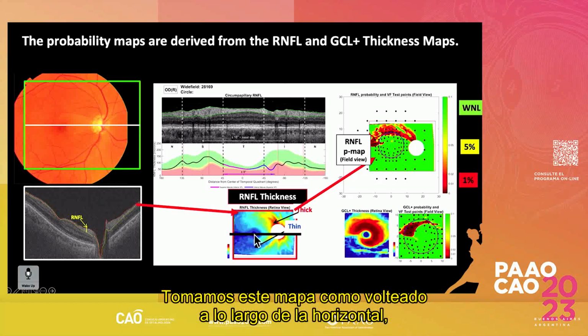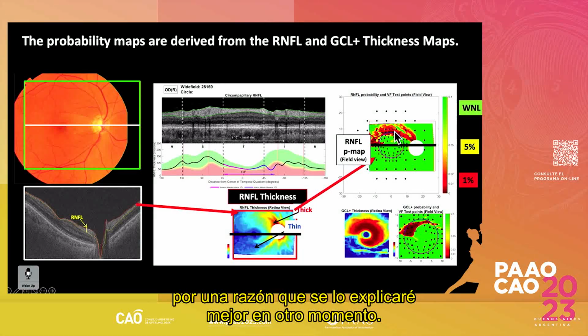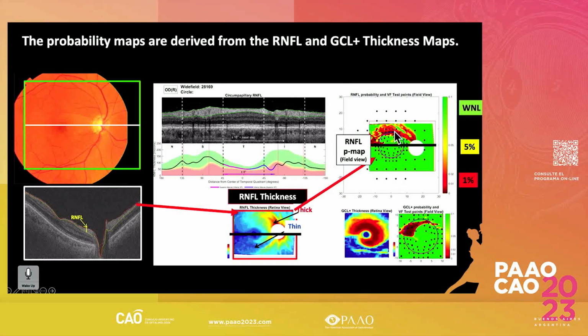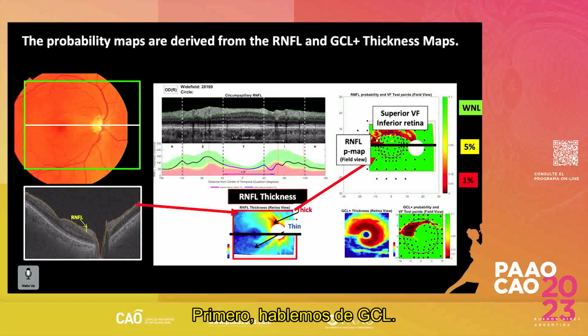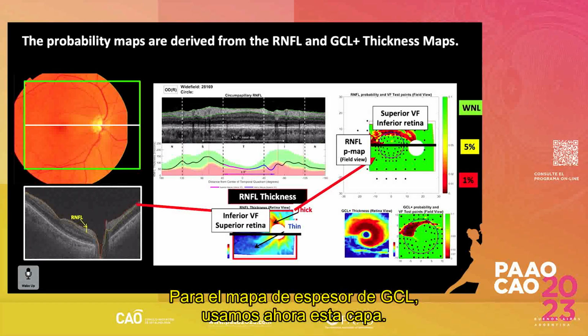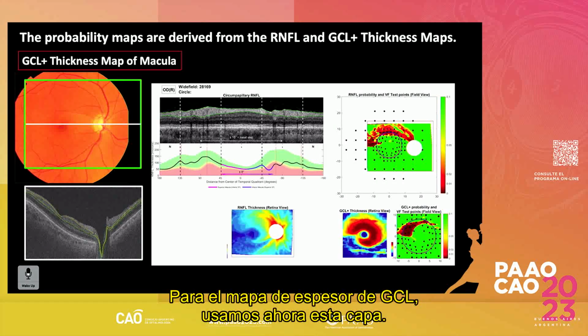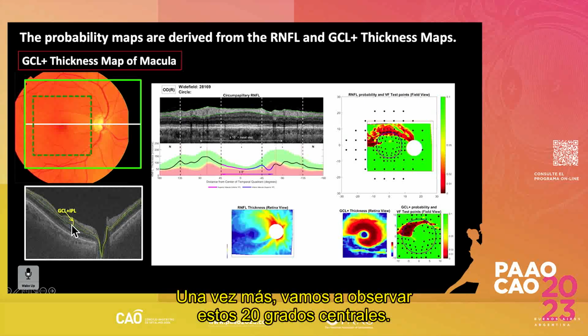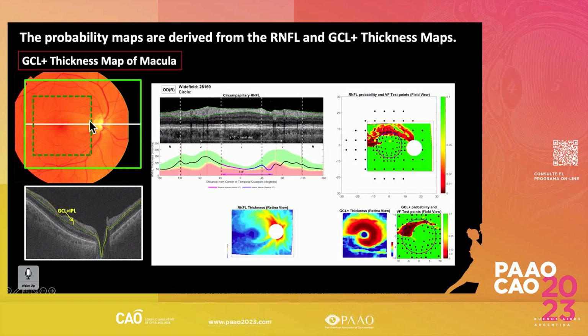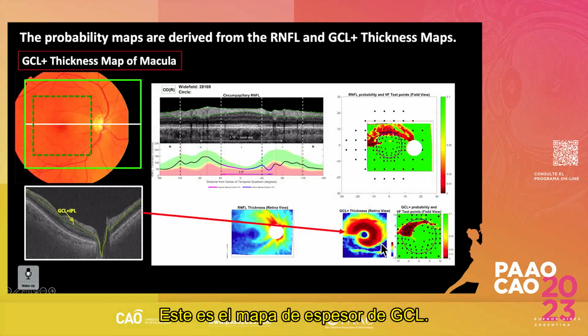We take this map here, and it's flipped along the horizontal for a reason I'll tell you about in a moment. But first, let's talk about the ganglion cell plot. So for the ganglion cell thickness map, we now use this layer here. Once again, we're going to be looking at the central 20 degrees here. This is the thickness map for the ganglion cells, right?